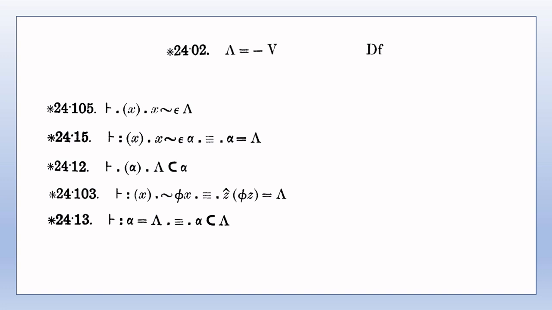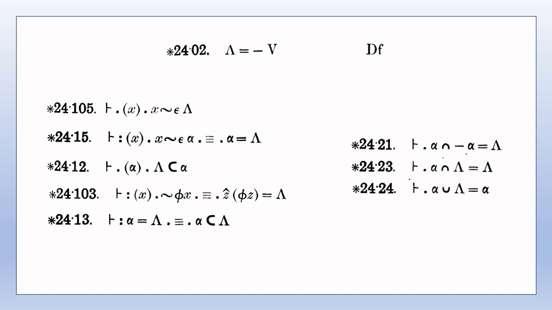Proposition 24.21 shows that the logical product of a class and its negation is equal to the null class. 24.23 shows that the logical product of a class and the null class is equal to the null class. And 24.24 shows that the logical sum of a class and the null class is the former class.